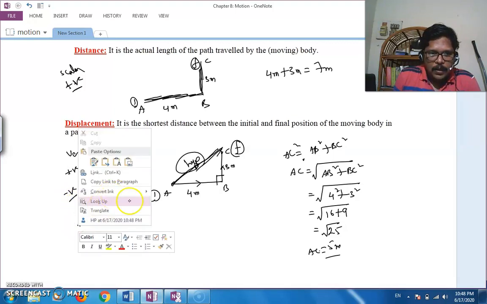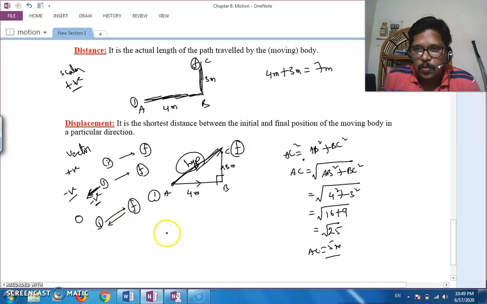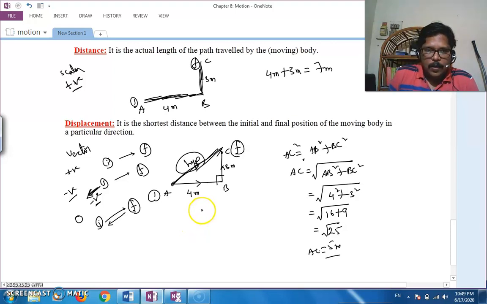So displacement can also have zero value. In what case can displacement be zero? If that is your initial position, the object has moved to the final position, and then after reaching the final position, the body has returned towards the initial position. I'll give you this example. Your school bus starts from the school at 8 a.m. in the morning, then it picks up all the students going to different places. Then after picking up all the students, it will return back to your school at 8:30 a.m.